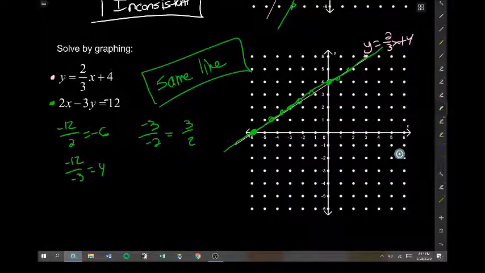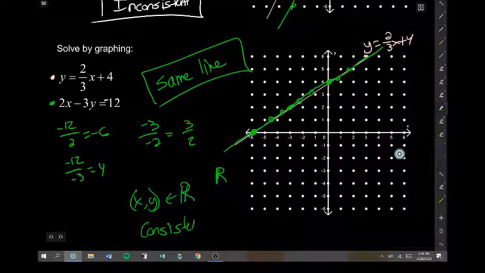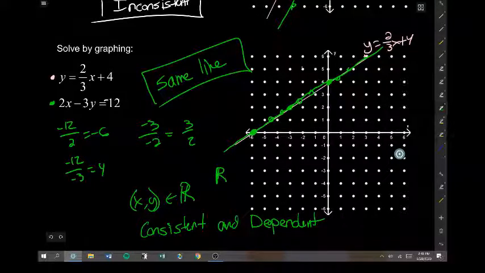So we say the solution set is all real numbers. X and Y are both in the set of all real numbers. And that fancy R, it's an R with another line through it. That means all real numbers. We would call this set consistent and dependent, meaning there are solutions, but it depends on what your x value is. If your x is 2, it's 5. If your x is 4, it's whatever that value is. So we would say consistent or dependent, and this means it has infinite solutions. There's an unlimited number of solutions.